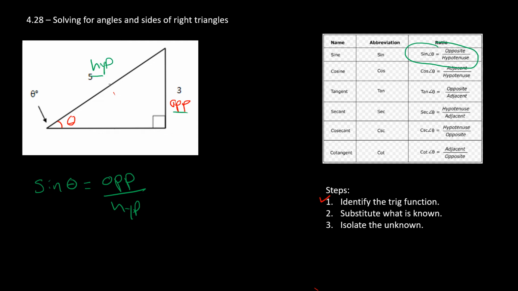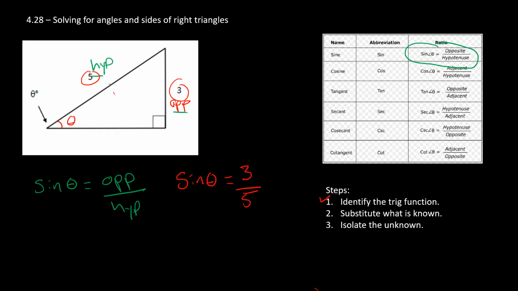So let's start filling in what we know now that we've identified our trig function. Well, sine theta, well look here, I'm actually going to be solving for theta. Theta is what we don't know, okay? So we're going to write that as sine theta. Our opposite value in this case would be 3 divided by our hypotenuse, 5. So we're just looking for that theta value.